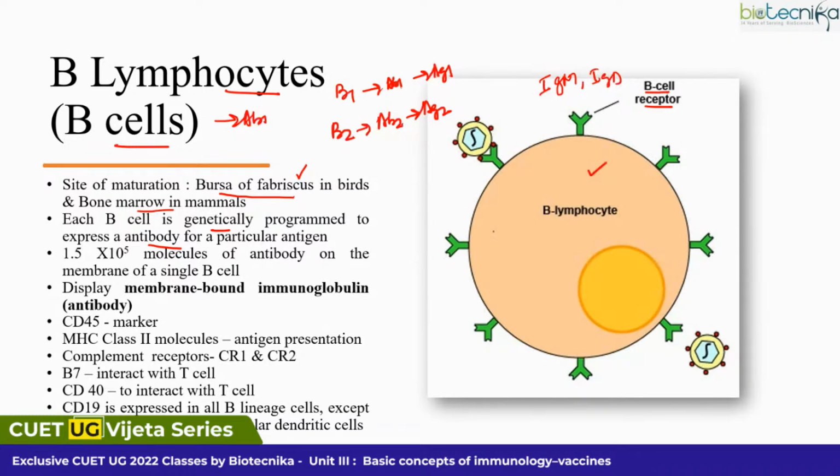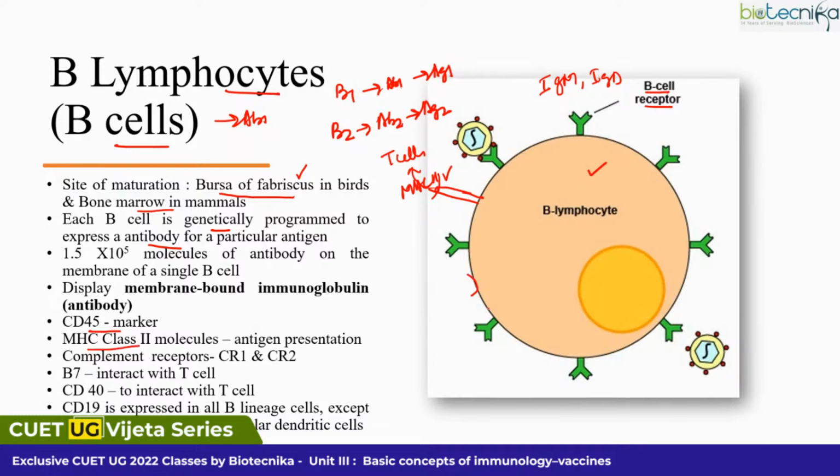Then apart from that, it has CD45 as a marker. Then it can have MHC class 2. Why is MHC class 2 present? Basically because B cells can take up the antigen, process it, and present it on their MHC class 2. And when they present it on their MHC class 2, they activate the T cells. So they have MHC class 2.